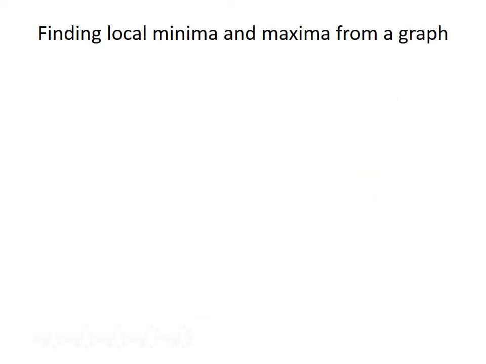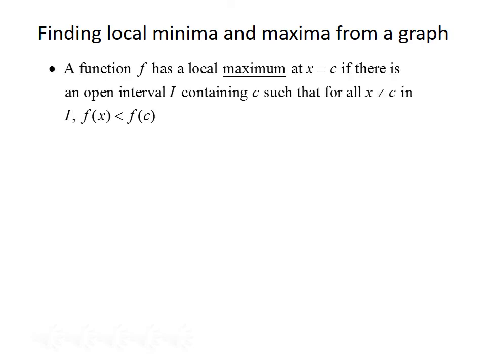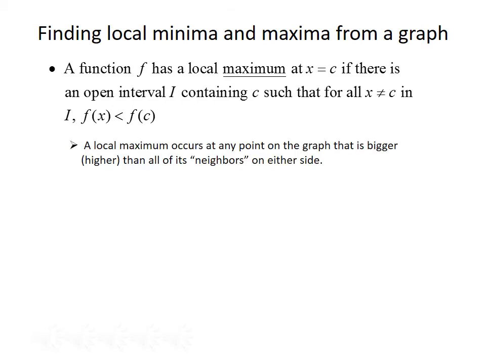Next, we want to talk about finding local minima and maxima using a graph. By definition, a function f has a local maximum at the point x equals c if there's an open interval I containing c such that for all x not equal to c in the interval, f of x is less than f of c. Basically, what this definition means is that a local maximum will occur at any point on the graph that is bigger or higher than all of its neighbors on either side.